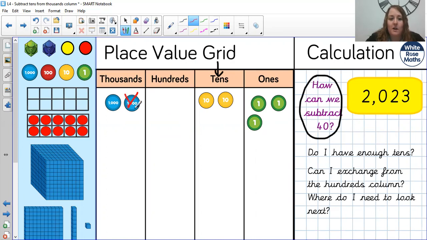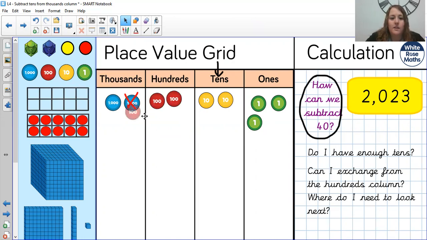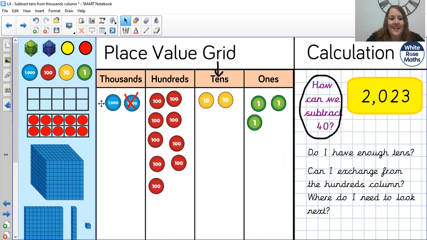So we're going to start by exchanging one of the thousands, and if I cross out one of the thousands, I need to replace it with 10 hundreds. 1, 2, 3, 4, 5, 6, 7, 8, 9, and 10. Okay, hopefully you're still saying to me, that's great, but we still haven't got enough in the tens column.